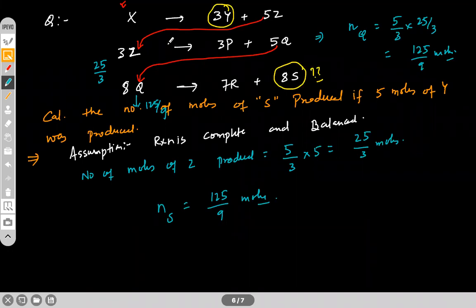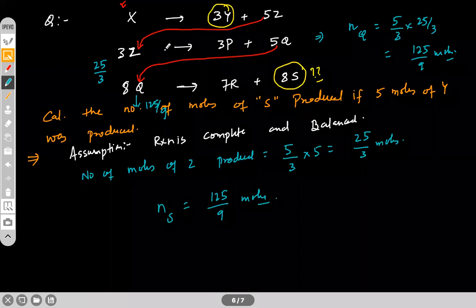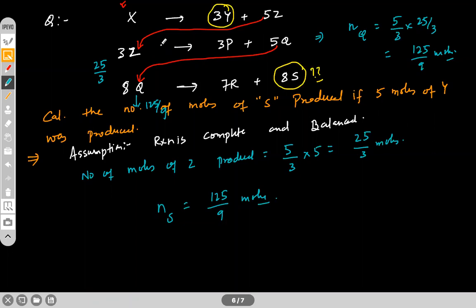No, sir. I mean, what if we don't have Q in the first reaction? What if you simplify the second reaction with 3Z? If you divide this whole second reaction by 3, this by 3, this by 3, this will give Z gives P plus 5 by 3Q. Correct. So then you can replace that in the first reaction. Do you get the same answer? Yeah, that way also you can do.